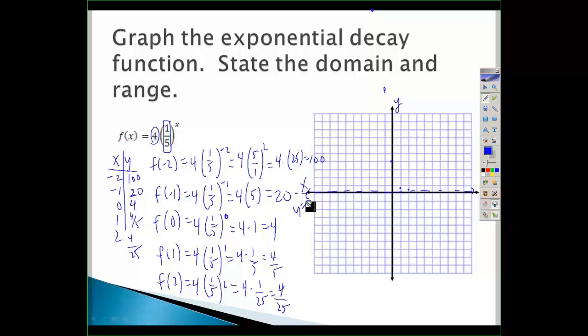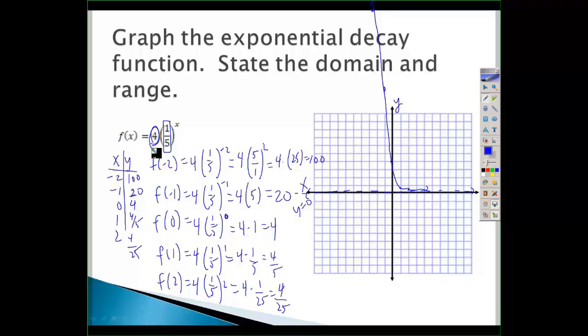So here we go. We got our points here. Okay, I know that 20 is a little bit off, but we're just going to go with it to make this graph work. Okay, there you go. It's a nice exponential decay. Okay, I predicted at the beginning, since this was positive, it would be above the x-axis, and it is.